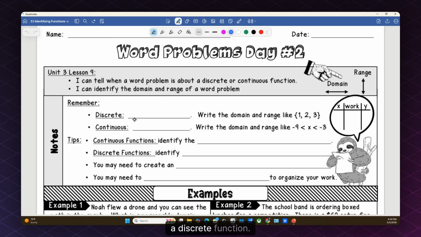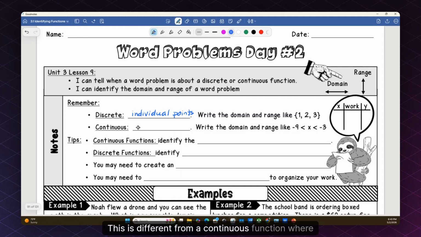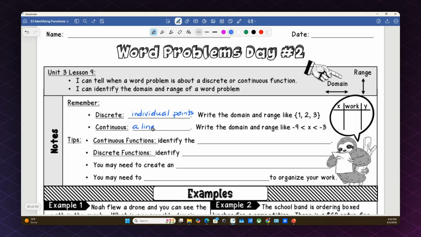So a discrete function is going to be a function that has individual points. There will not be a line. It will be just individual points, and they're not connected in any way. This is different from a continuous function where there will be either a line or curve, and the data will be all connected.